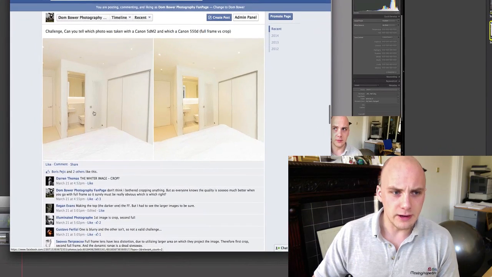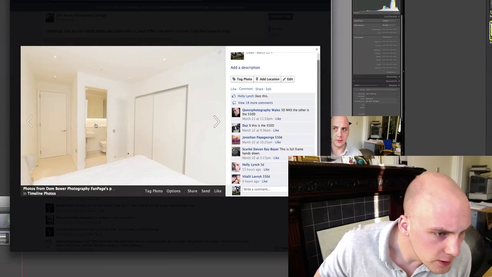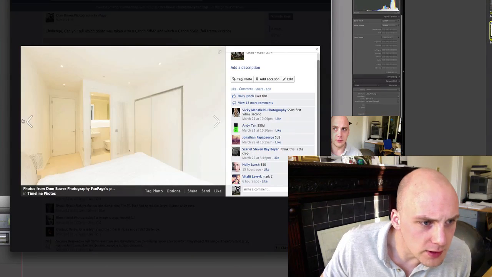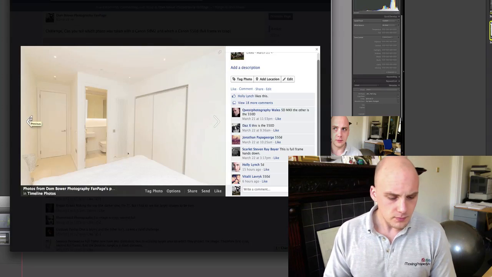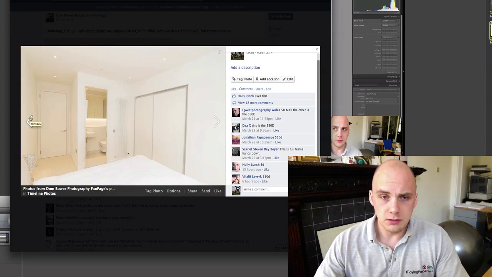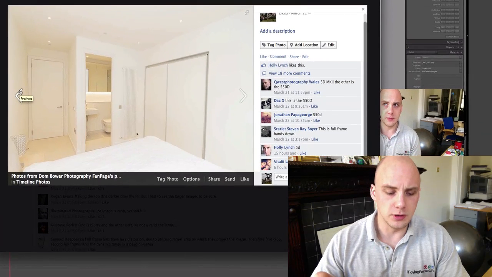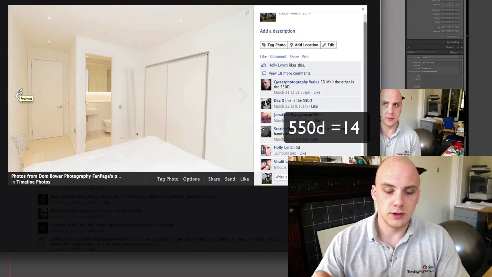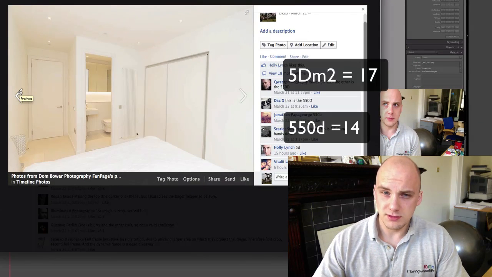So the one on the left, which if we go here, looks fine. Let's see the one on the right. Okay, so the one on the left got 14 saying it was the cropped camera. It got 17 saying it was the full frame camera.